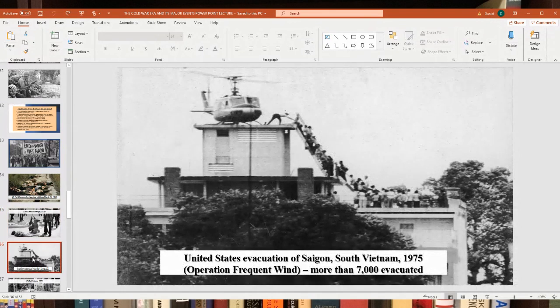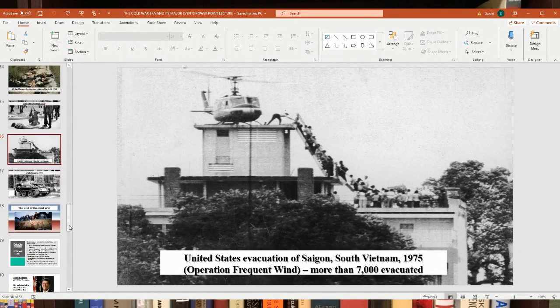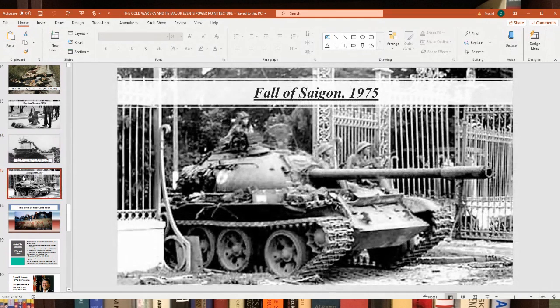These are, of course, later pictures at the end of the war, where they had the evacuation of Saigon, which happened in 1975. That's probably one of the most famous pictures ever taken, where you've got people being evacuated from the U.S. Embassy in South Vietnam, right here.